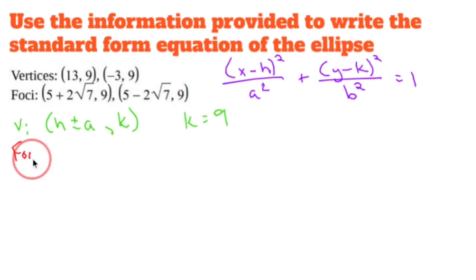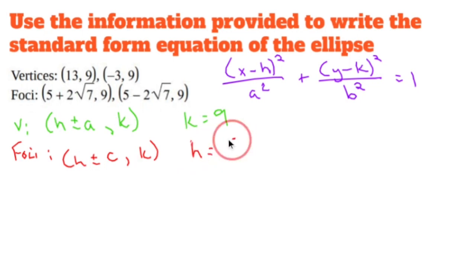Foci are given by (h plus or minus c, k). So if my foci here are going to be 5 plus stuff and 5 minus stuff, well then that 5 is going to be my h. Also, plus 2 root 7 and minus 2 root 7 tells me that c is 2 root 7.